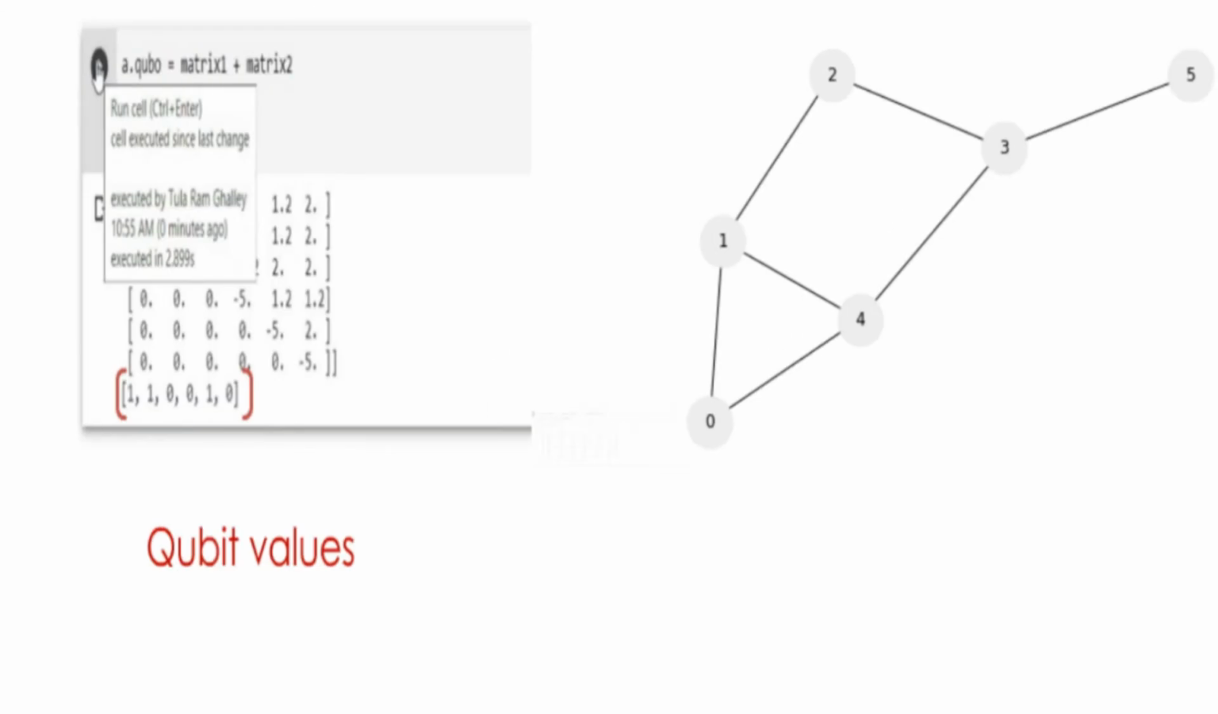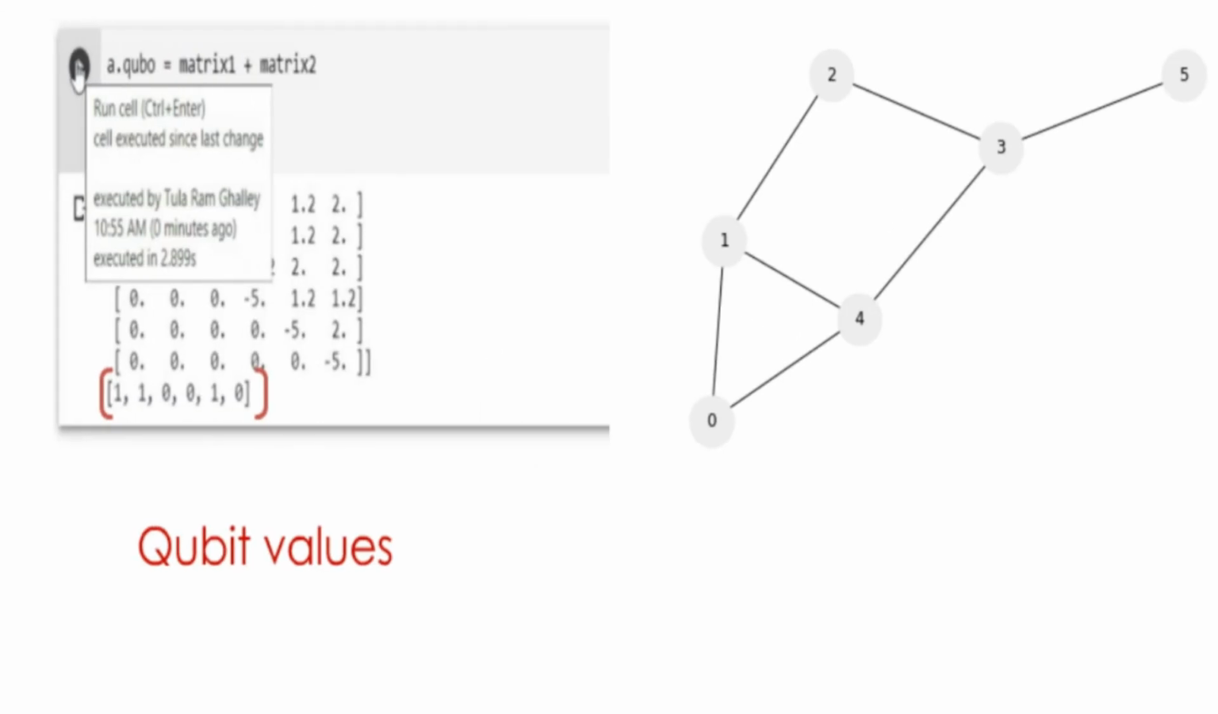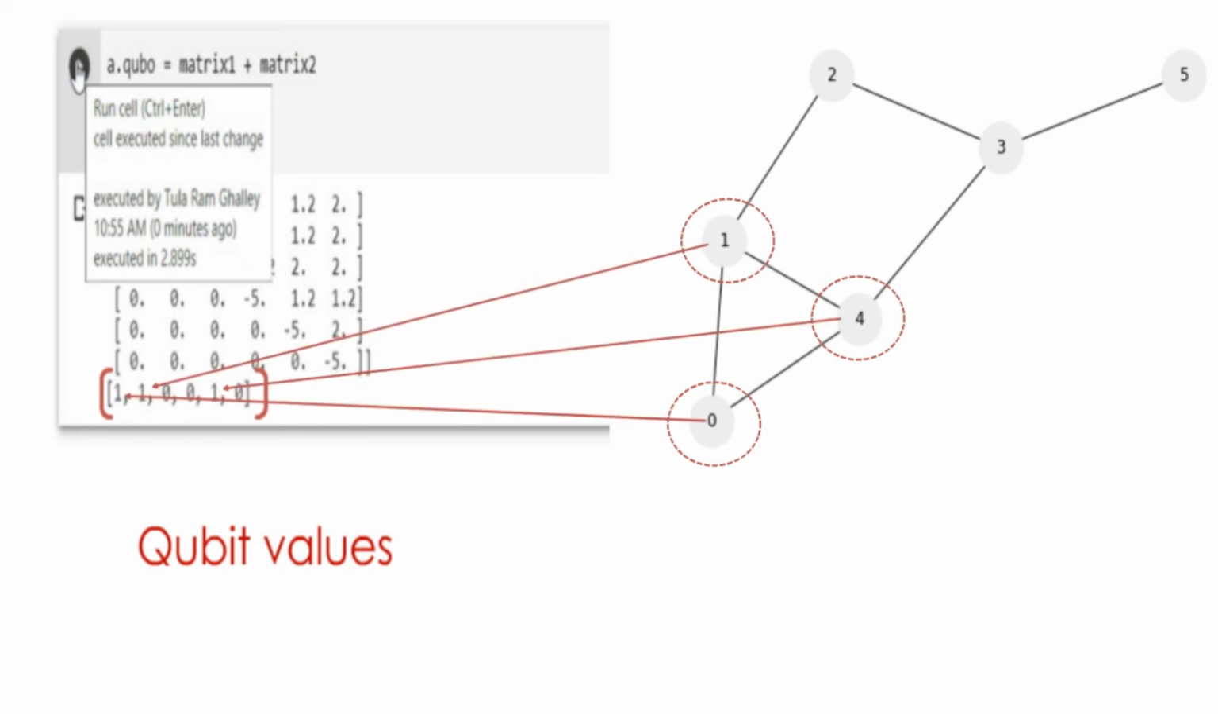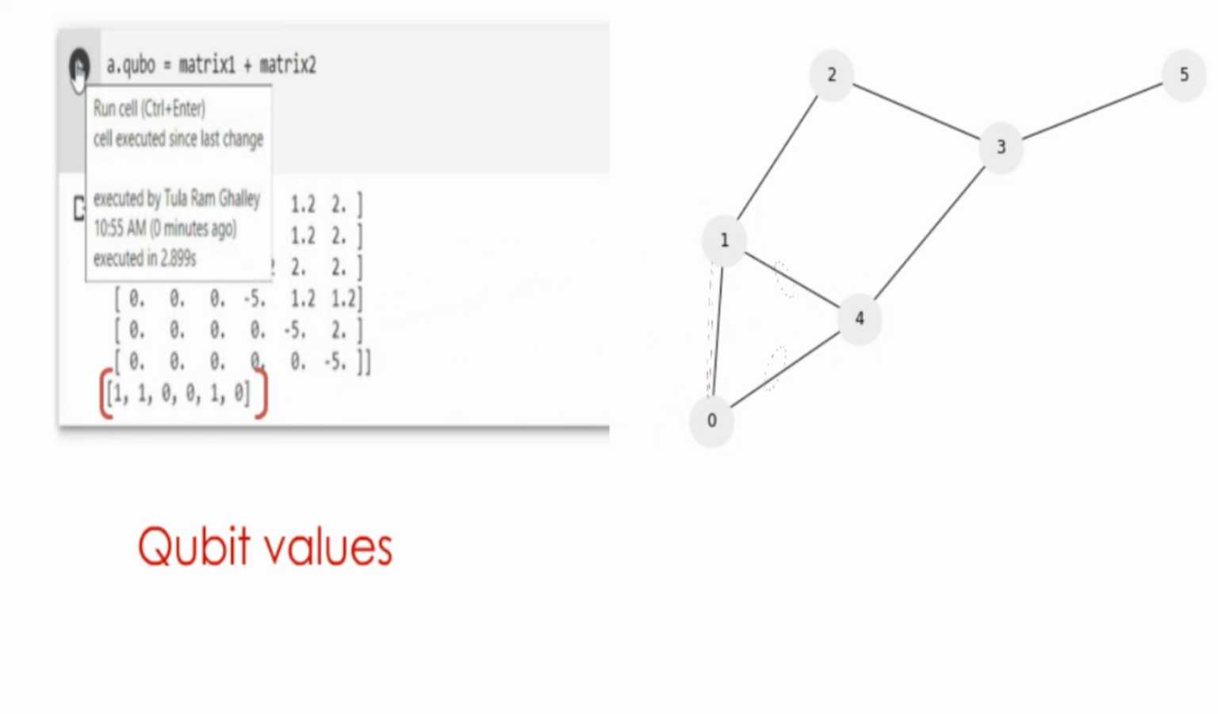From these qubit values of each node, we concluded that nodes 0, 1, and 4 have a qubit value of 1, which indicates complete connectivity among each other, and that's where we found the clique in the graph.